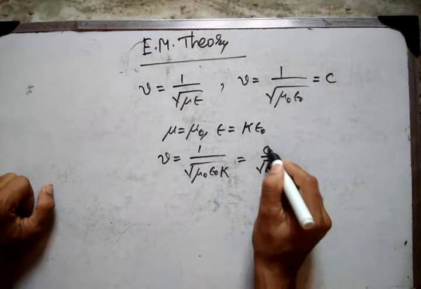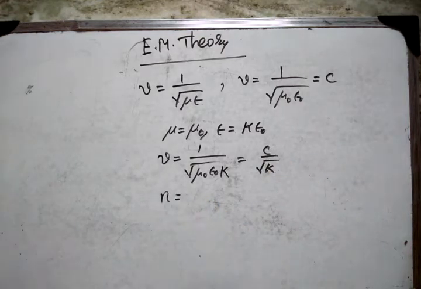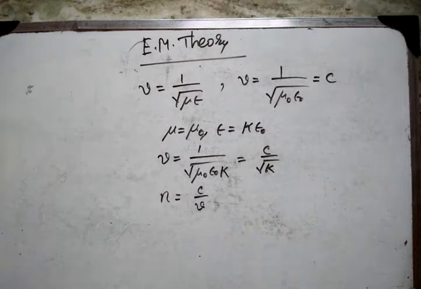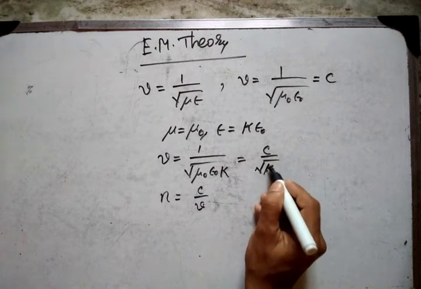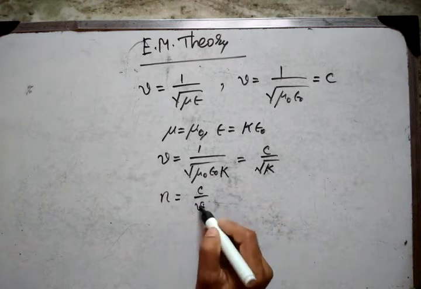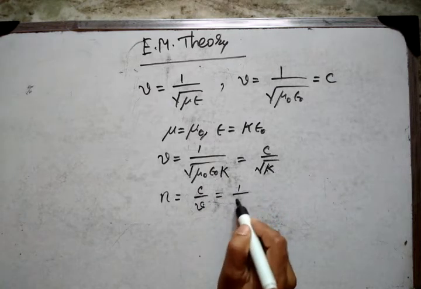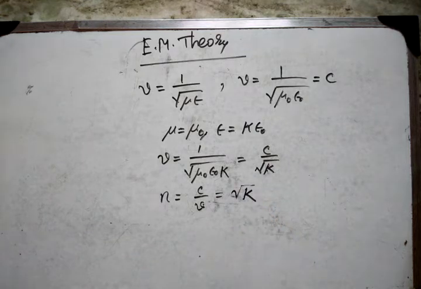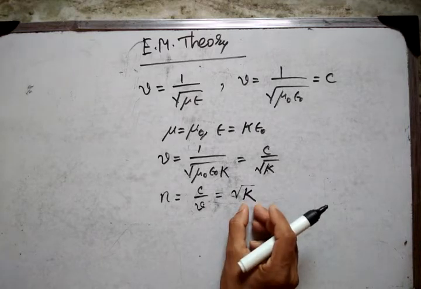root K. And as we know, the refractive index of the medium is equal to the velocity of light in free space divided by the velocity of light in that very medium. Light is an electromagnetic wave or electromagnetic radiation. Then N equals C by V, which equals root K. If this K is independent of the frequency, angular frequency omega, then it is called a non-dispersive medium.